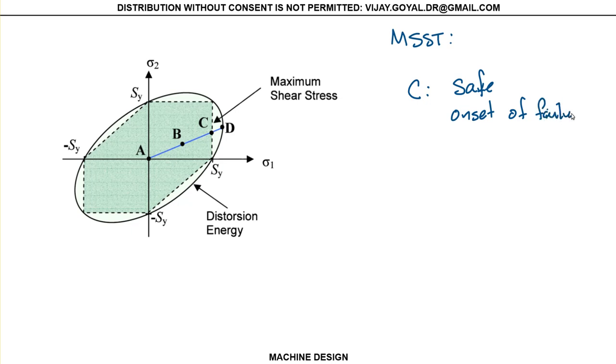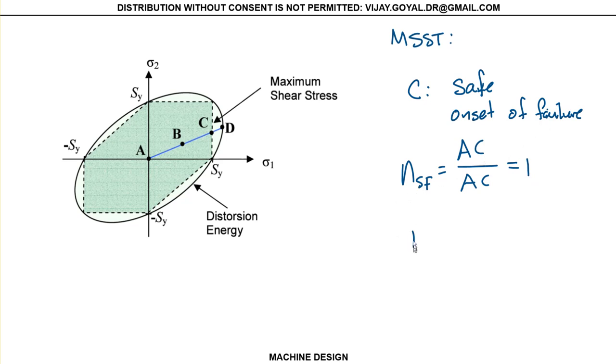It's about to fail, but it hasn't failed yet. And what you can see is your factor of safety is the total strength available, that's AC, divided by everything that I'm using, which is AC. So actually it's equal to 1. So that's your onset of failure.